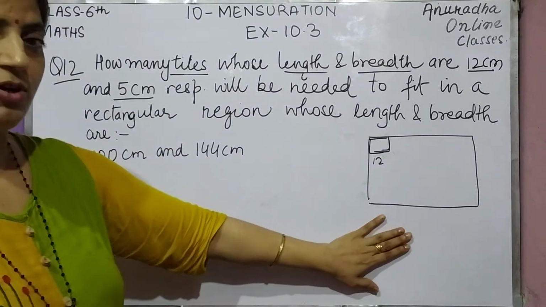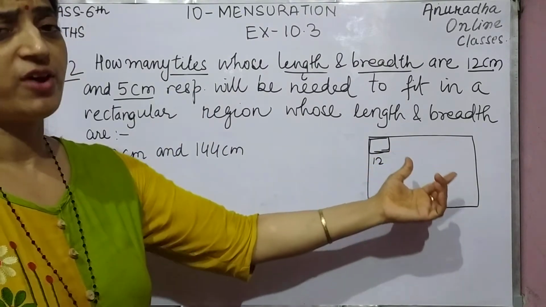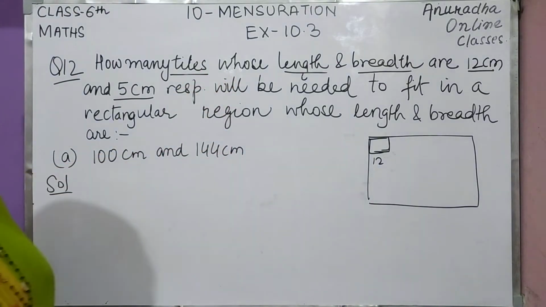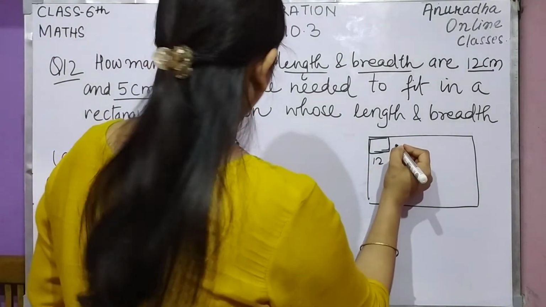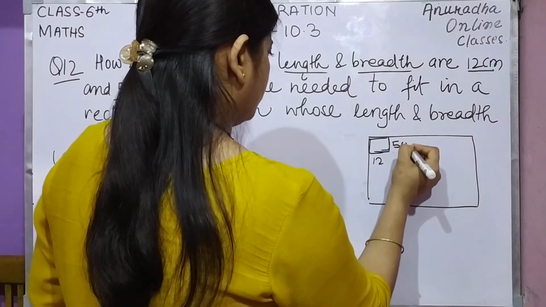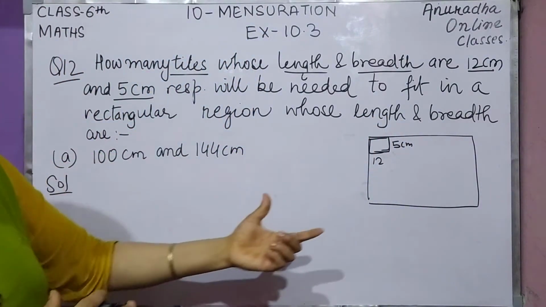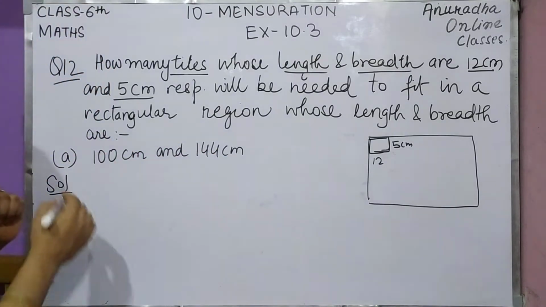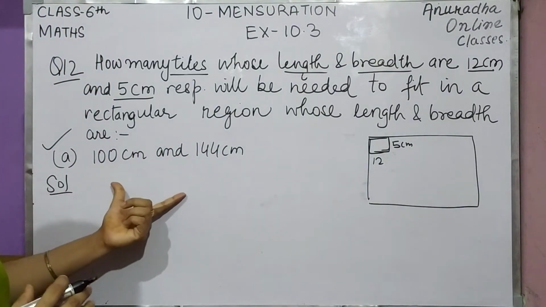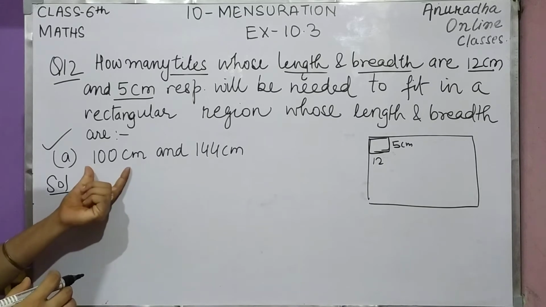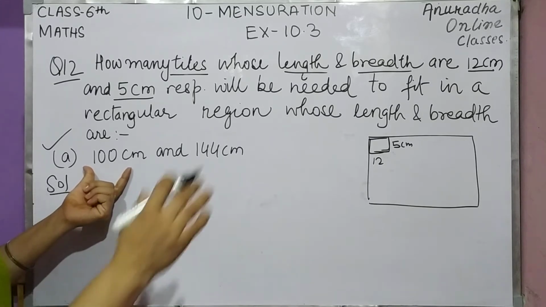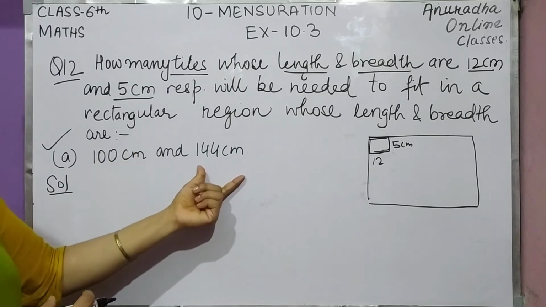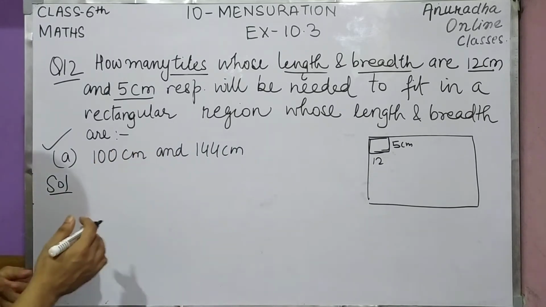This is a rectangular region जहाँ पे हमें ये tiles fit करनी है. Okay, and the length and breadth of the tile is, length is 12 and breadth is 5, right? और rectangular region जिसमें हमें इसको fit करना है, that region they have given. First region उन्होंने दिया है A part में, that is the region of rectangular part is 100 centimeter and 144 centimeter. So how you will do this?